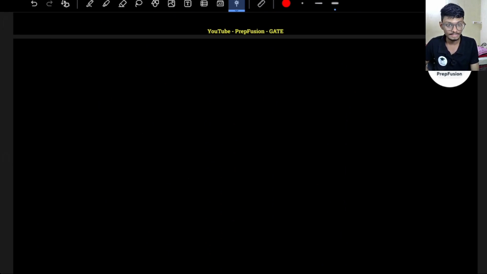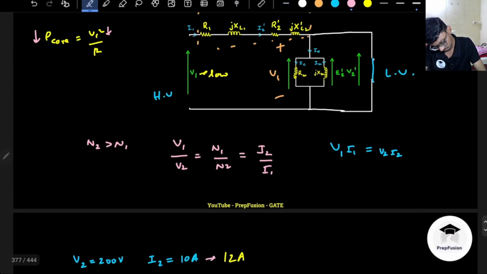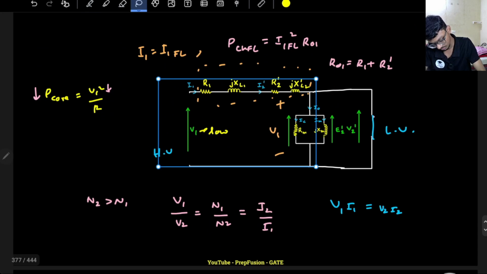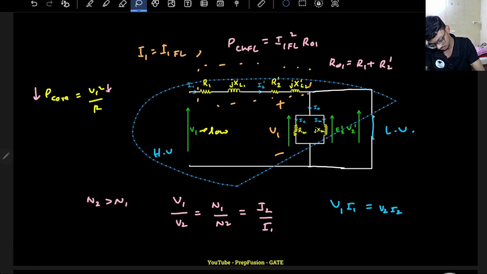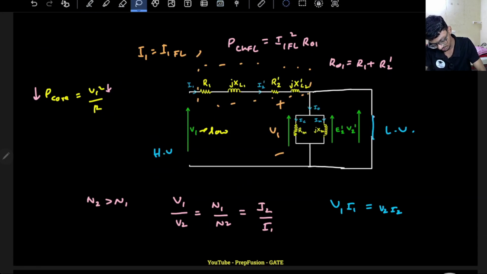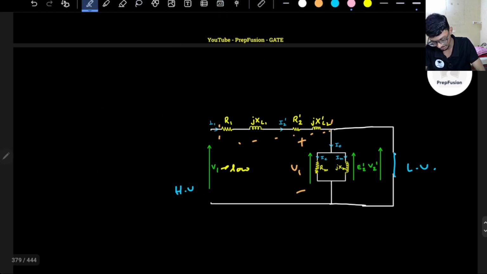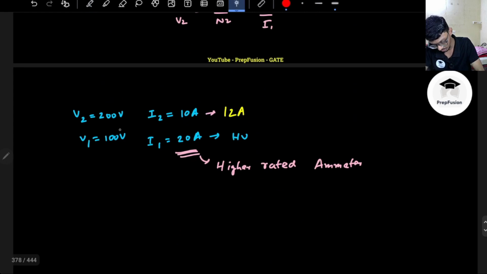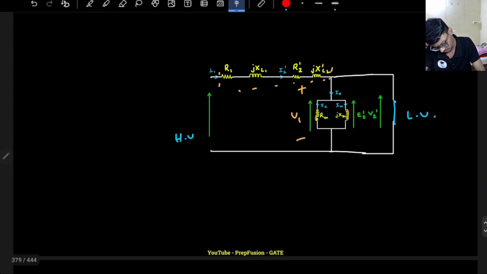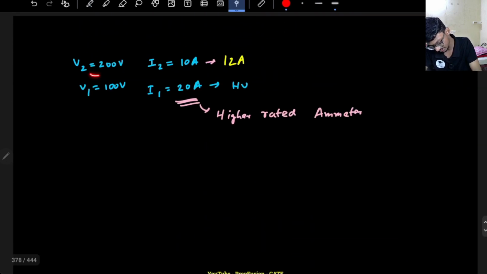One more thing is that never apply rated voltage when the other side is short circuited. What do I mean by it? So let's say this is my transformer, and the other side is short circuited. So this LV winding is short circuited, and here I am applying rated voltage. Sorry, this is the V1 side, so it is the HV side. HV side is 200 volts.